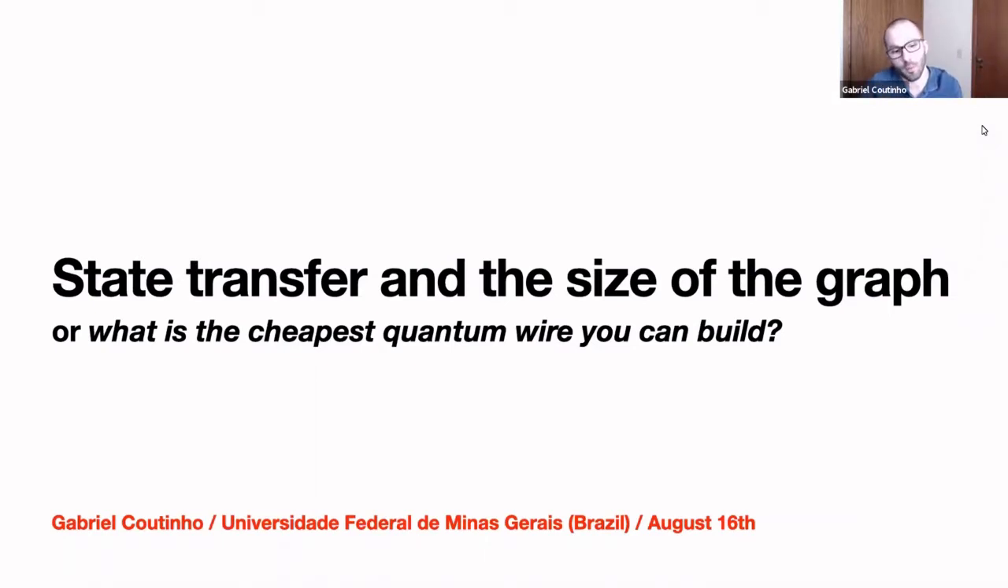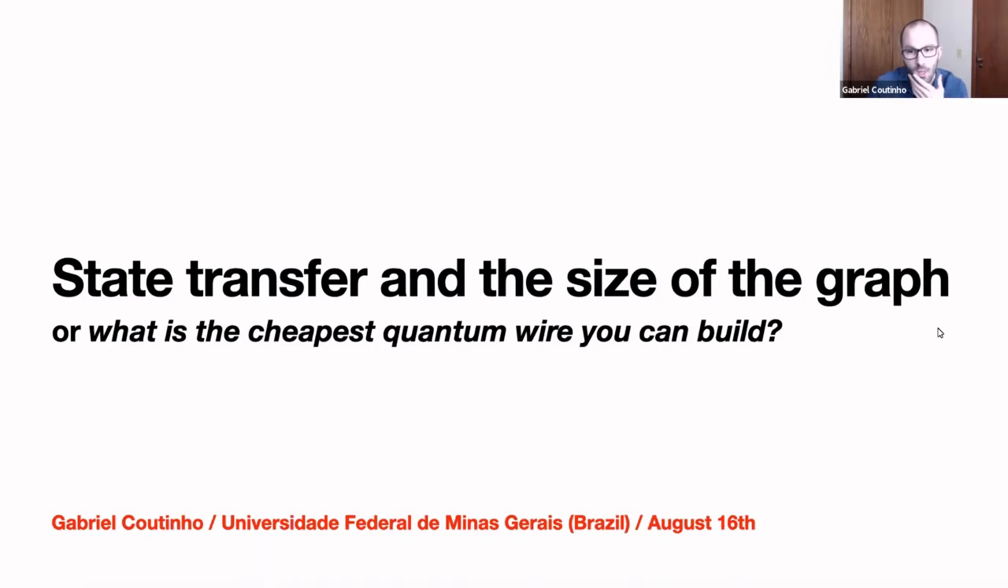I will talk about a problem that I have talked about before, so some of you might have seen this talk. Not the entirety of the talk, but some half of it. I spoke about it in Boston a couple of years ago. So, this will be about state transfer and the size of the graph. It builds a little bit on this problem of trying to optimize the graph, in the sense of getting the smallest possible or cheapest possible graph you could build that still achieves this state transfer at large distances.